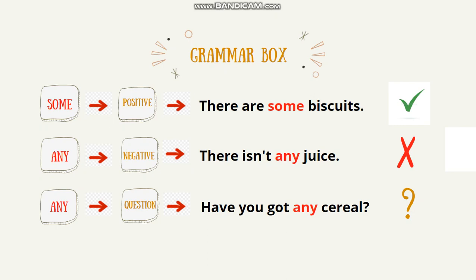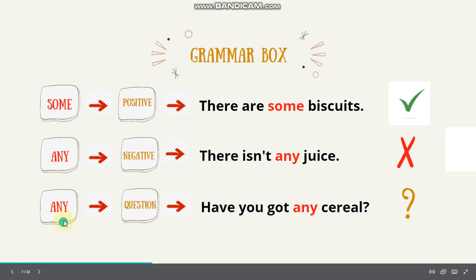Okay, what about any? The first any is used for negative. For example, there isn't any juice. We use any when the thing is not there. So there is not any juice.